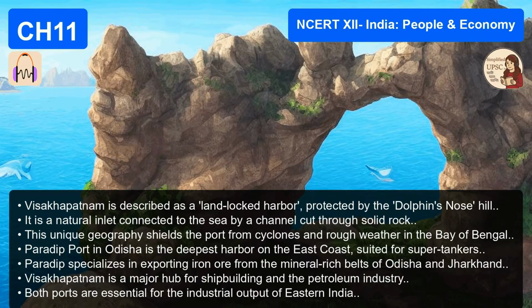The NCERT text supports this by showing gold and silver right there at the top of the import list alongside petroleum. It is a significant drain on our forex reserves. It's just fascinating how culture directly impacts the national balance sheet.